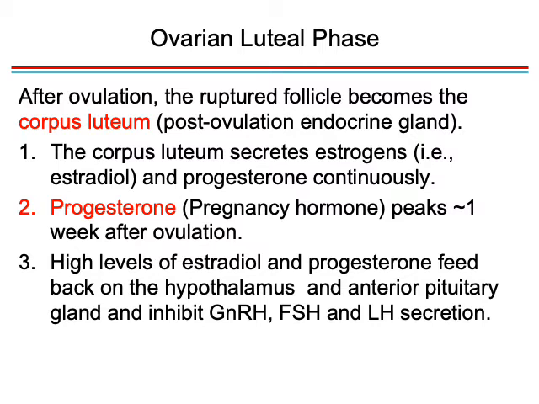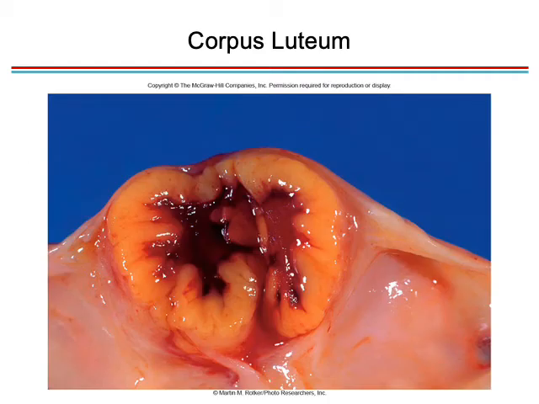As was discussed in a slide before, the production of estrogens and the production of progesterone have strong negative feedback effects on the hypothalamus and the anterior pituitary, so that it inhibits GnRH, FSH, or LH release. Here is a photo of the corpus luteum post-ovulation.